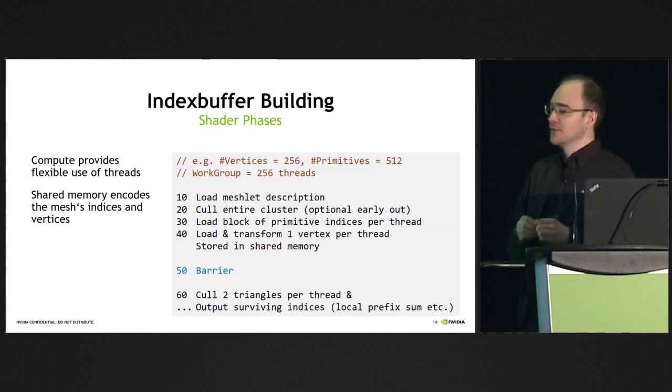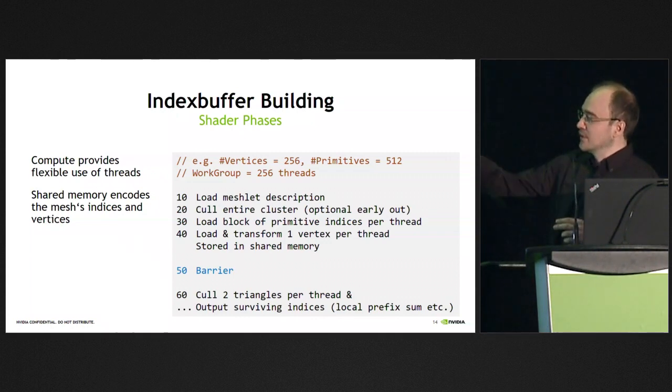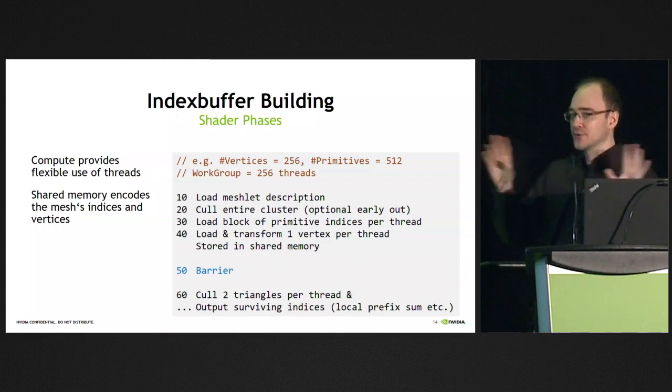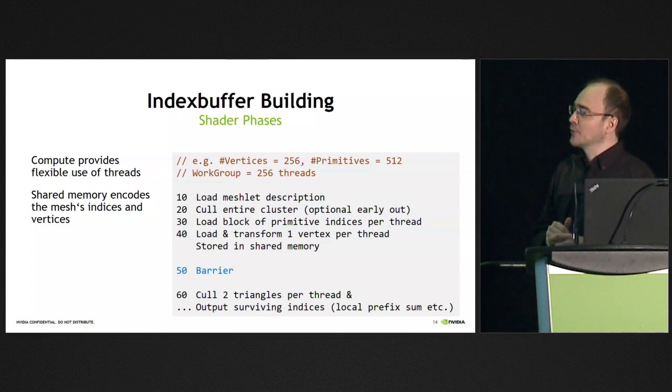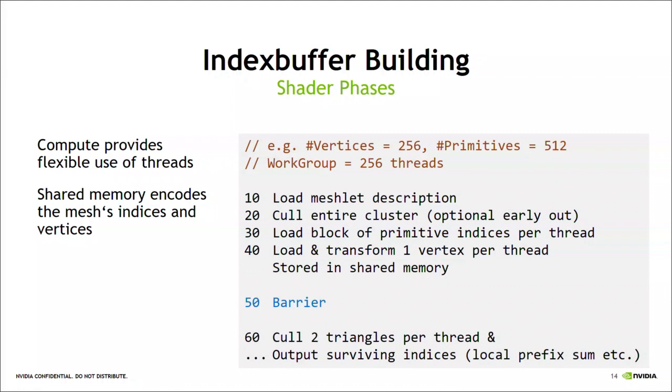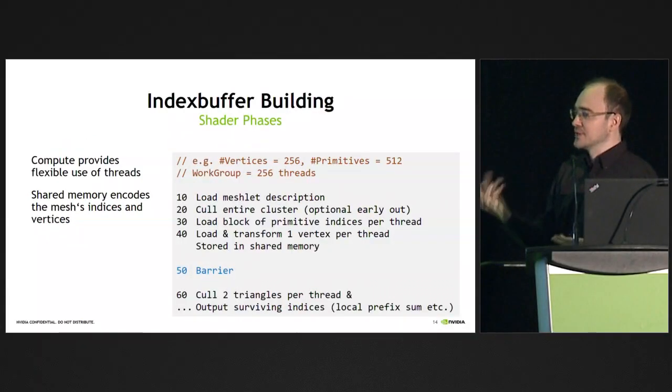Then we wait, so that we have all vertices transformed in shared memory. In the last phase, our threads operate on 2 triangles each, which was the configuration used here. They fetch the vertices from shared memory, find out if the triangle is visible or not, and then we output the surviving indices.